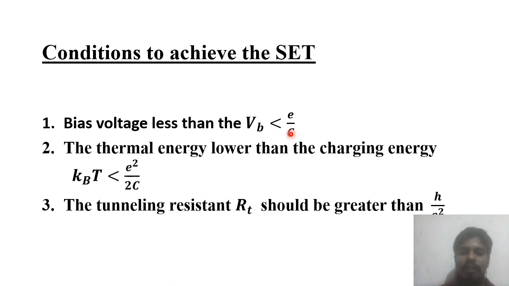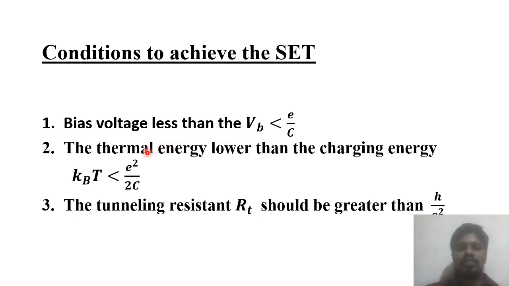So there is a capacitor, and it will act like an insulator. Once the biasing voltage exceeds this voltage, that means e by C, then the electron can flow through the quantum dot. So the first condition we want to satisfy is that the bias voltage VB is less than e by C.